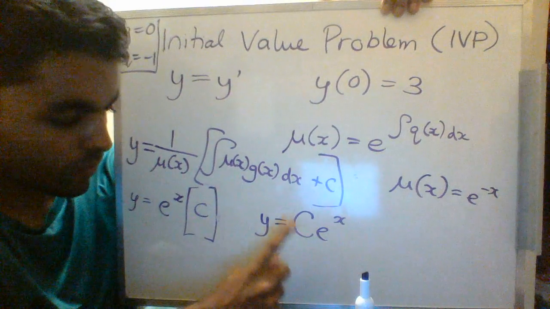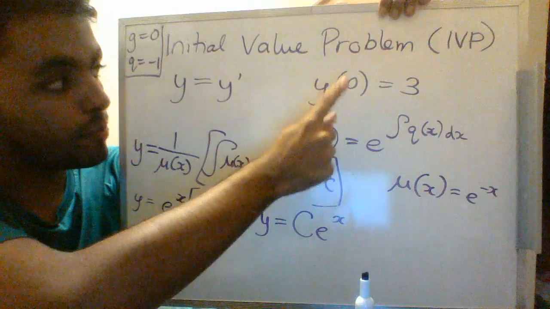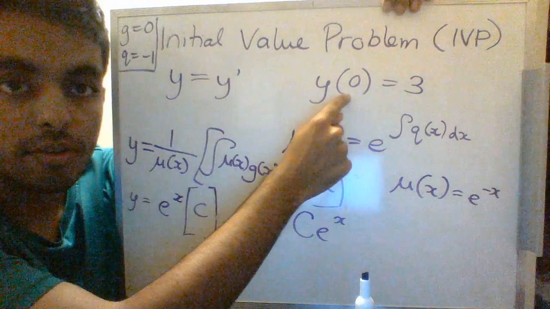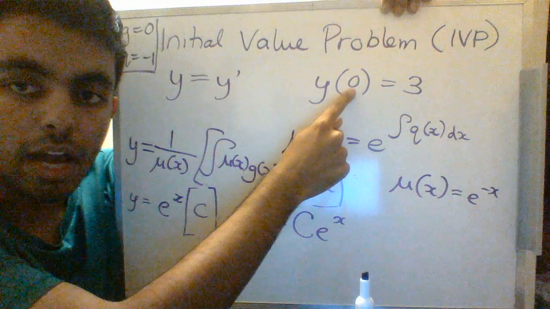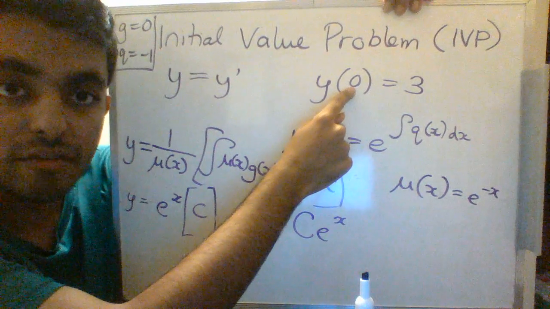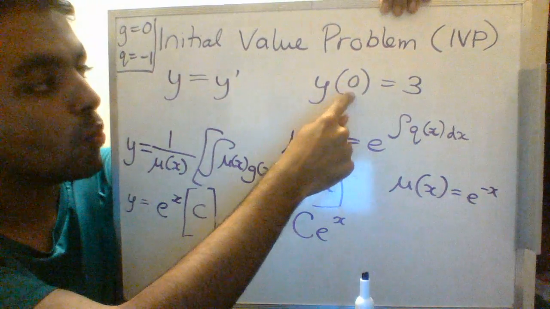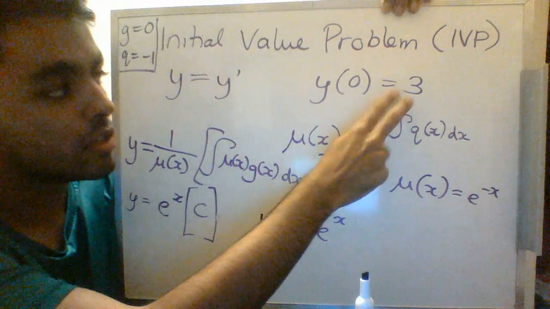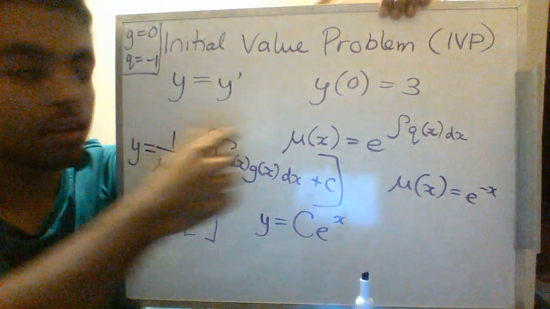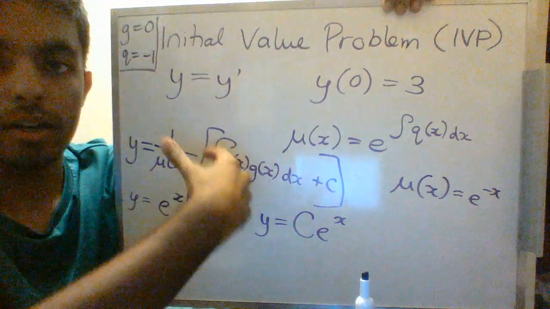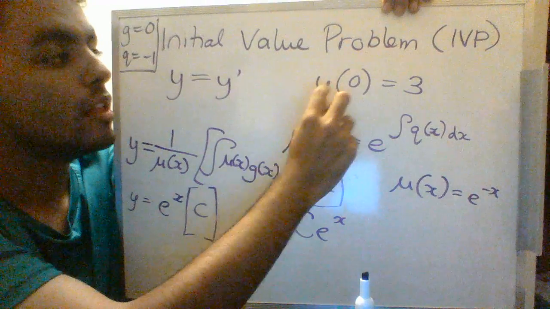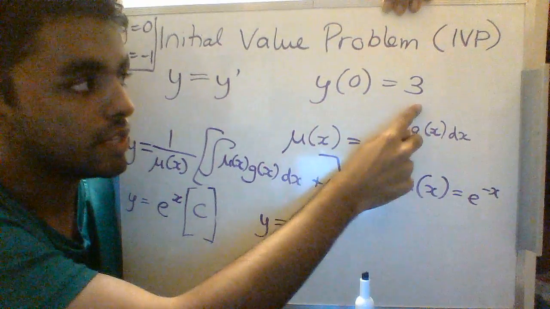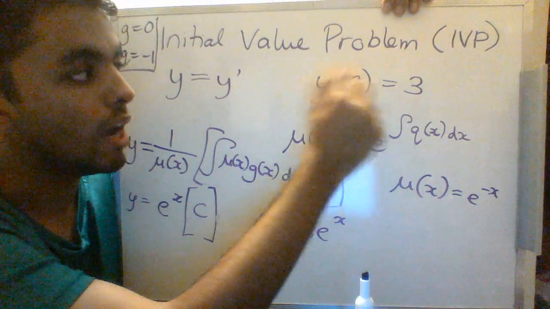Now, we've been told an extra piece of information this time. Remember that y is a function of x, so this 0 right here is talking about our x value in this very specific case. And what it's saying is that when x is equal to 0, y is equal to 3. That's how this line is supposed to be read. When x is 0, y is 3.